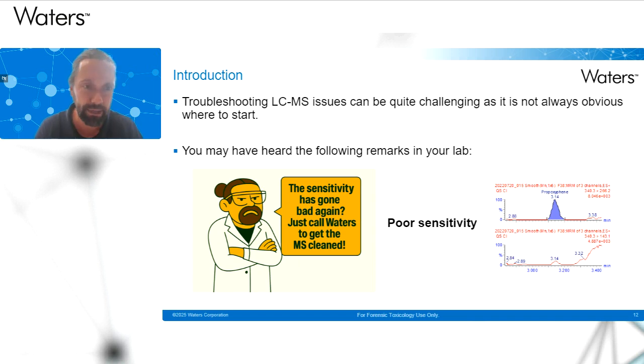Martin is looking a little bit upset. He is complaining that the sensitivity of the MS is down again. What is going on? And should we call Waters? Yes or no? That is the $1 million question. I hope I can at least give you some guidelines on how to start troubleshooting this, because it might not even be that it has to be the MS.